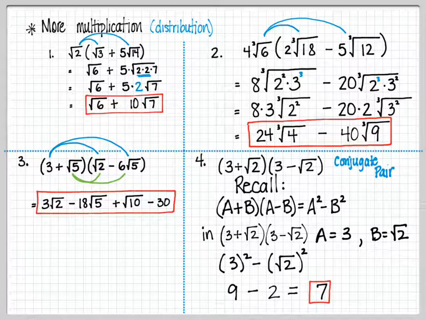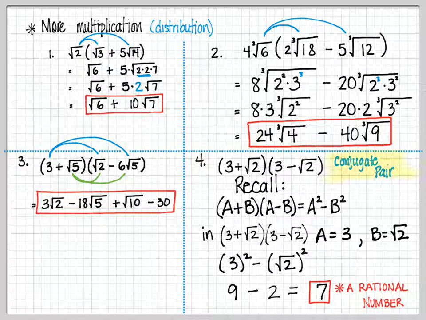Notice something very important here. 7 is a rational number. We started off with radicals. It was the conjugate pair with square roots. This is for square roots only, not cube roots or fourth roots, for square roots. I have the conjugate pair of square roots, and I got a rational number, and that will always be the case, and that's a very important fact.